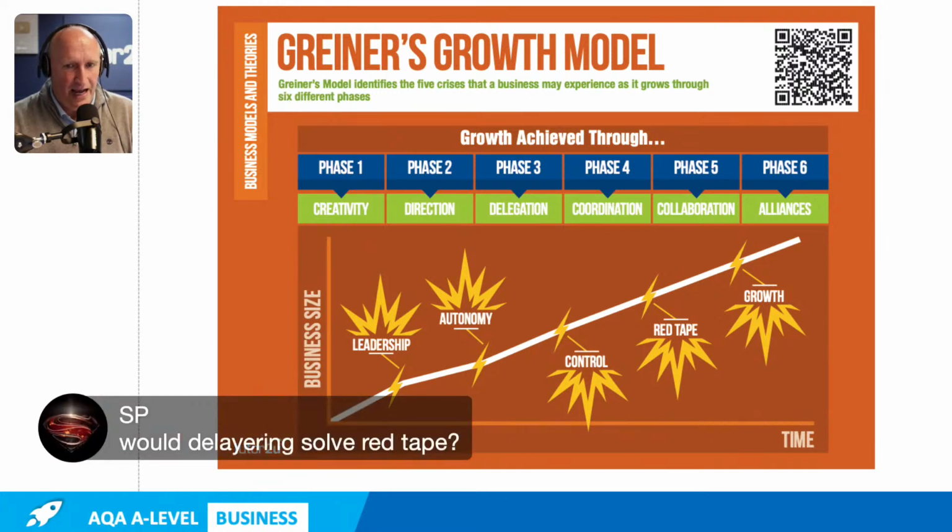It's a good question from SP. How would delayering solve red tape? Because delayering removes layers from the organisational hierarchy. Therefore, in theory, it speeds up decision making, doesn't it? In theory, there are fewer layers of the chain of command that need communicating with and through, and authority can be passed down the hierarchy as well. If the hierarchy is less tall, in theory, that speeds up decision making. Therefore, that reduces bureaucracy. Therefore, that reduces red tape.